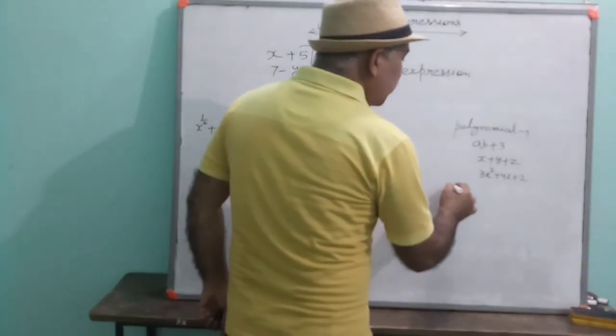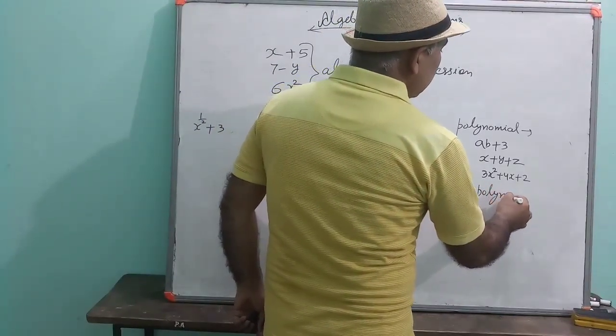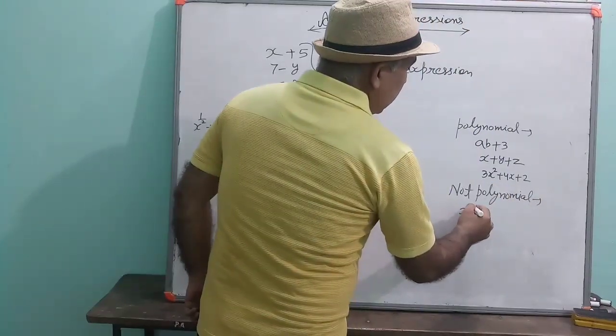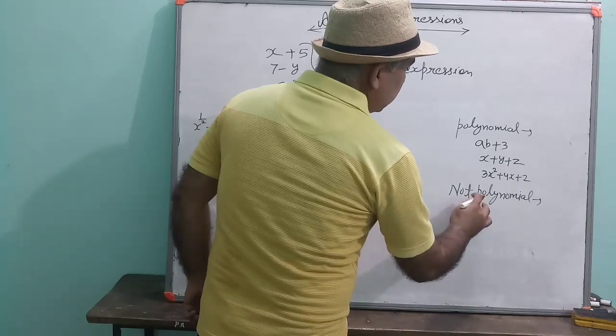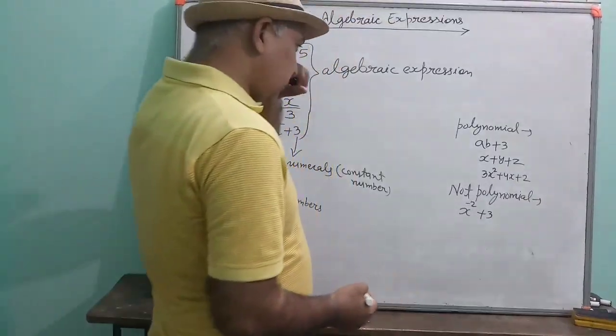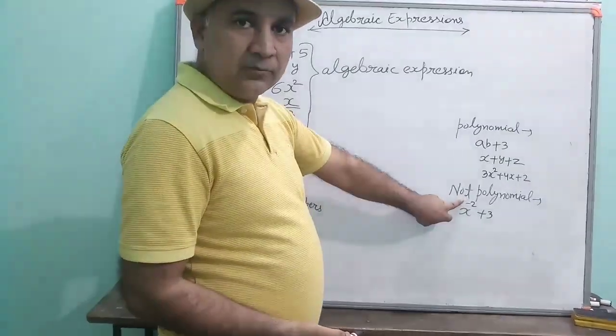Then what will be not a polynomial? See, I am giving some examples. x to the power minus 2 plus 3. This is not a polynomial. Why? Because the x power is not a whole number.